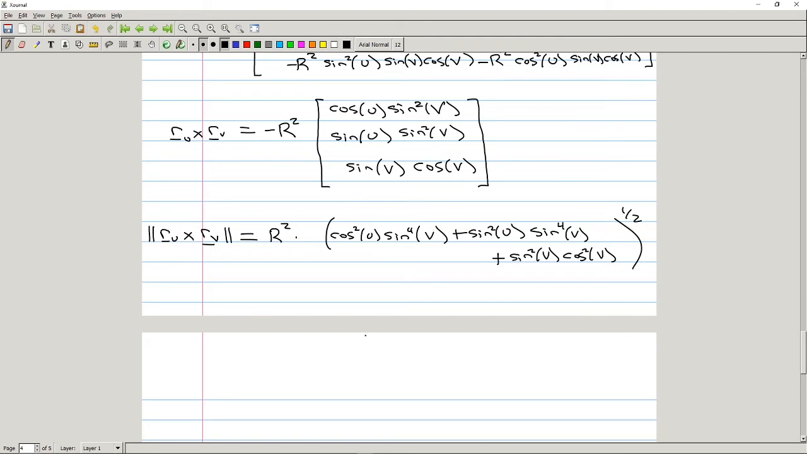Which greatly simplifies. You can factor out a sine squared of v from each one of these terms to get that this is r squared times the square root of sine squared, which is r squared times the absolute value of sine of v. And then what you're left with when you factor out, well, this is cosine squared plus sine squared of u, which is 1. And what you're left with is just sine squared plus cosine squared, which is the square root of 1.